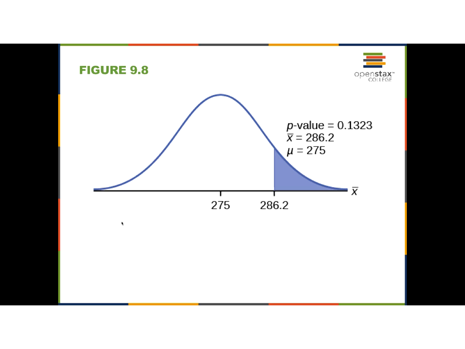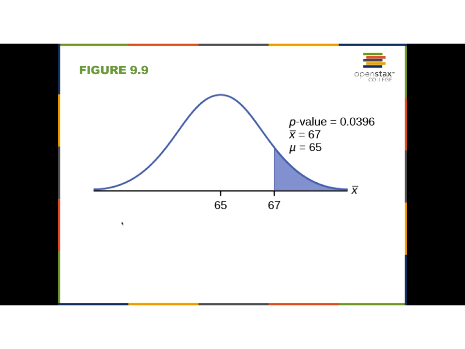Again, just some more examples. Here is an example where my x bar is 286.2 and the mean is 275. We don't have to calculate anything, but it told me that my p-value is 0.1323. So at a 0.05 level of significance, 0.1323 is greater than 0.05, so here I would fail to reject my null hypothesis.